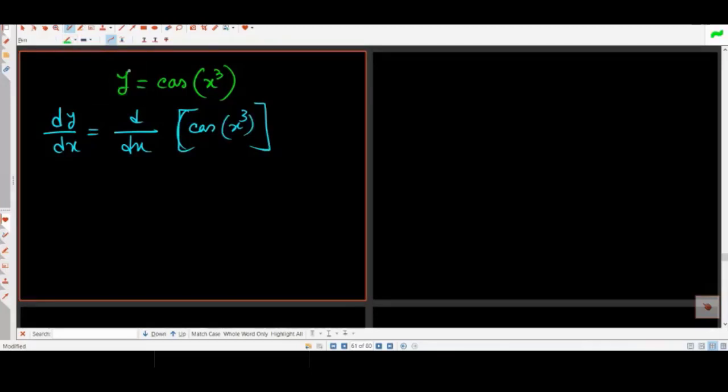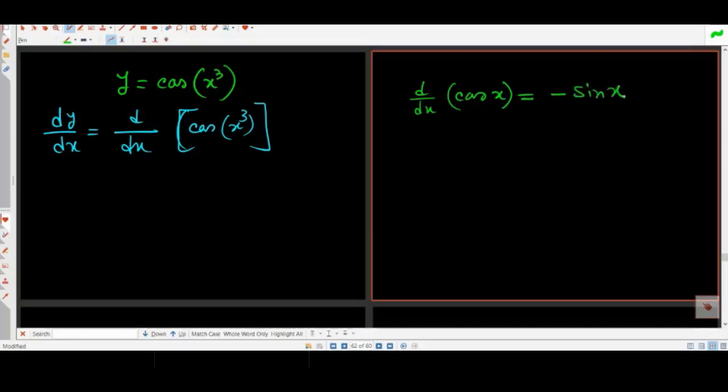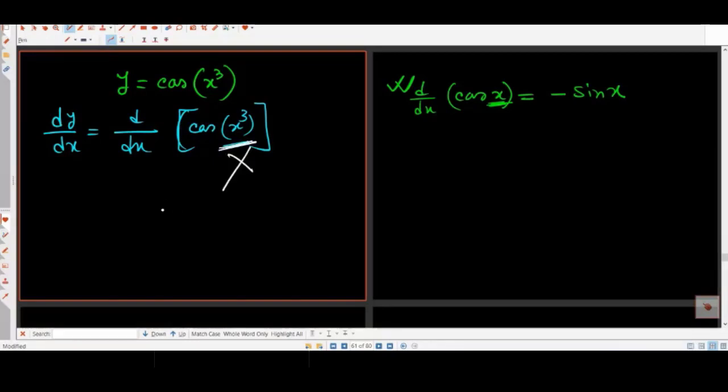So we know a formula, that the derivative of cosine x is negative sine x. This is known to us. But in the main formula, we have just x, but in the problem that we have, it is x cubed. So what we can say? X cubed can be thought of as x. So derivative of cosine x is negative sine x.